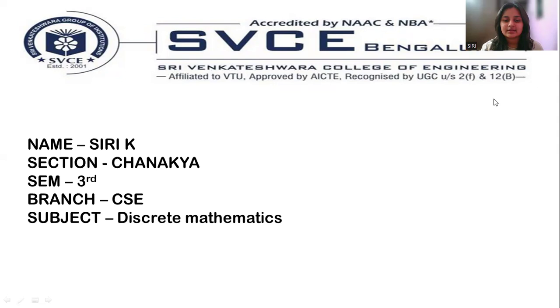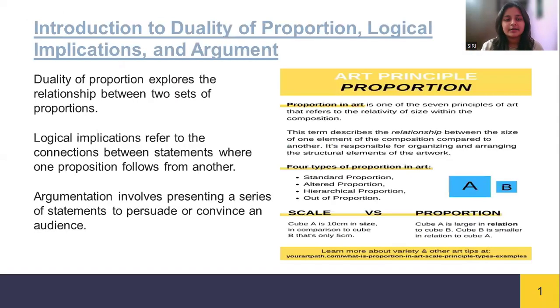I'm here to discuss discrete mathematics. Introduction to duality of proportion, logical implications and argument. Duality of proportion explores the relationship between two sets of proportions. Logical implications refers to the connections between statements where one proposition follows from another.